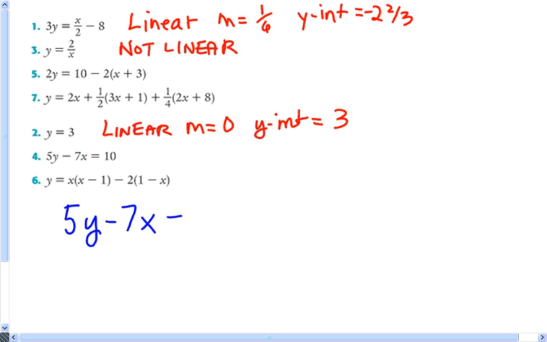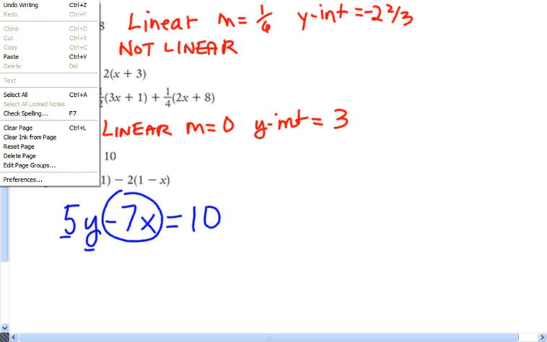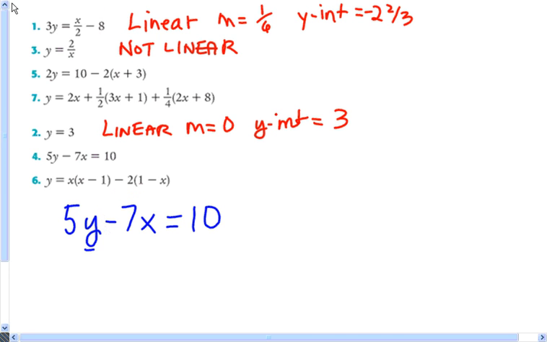5y minus 7x equals 10. So to solve that for y, we need to do two things. We need to get rid of the 7x, and then we need to divide by 5 so that we end up with 1y. All right, so we're going to start by using the balancing method. We're going to add 7x to both sides.